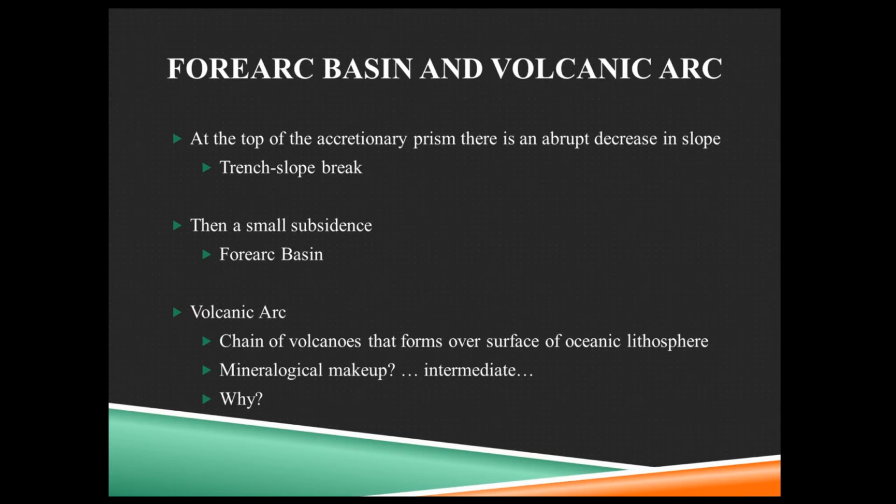Well, at the top of the accretionary prism, there's an abrupt decrease in slope called the trench slope break, and behind it we get a basin. As it tapers away, there's that forearc basin. After that, inside a ways, we get a volcanic arc. This is a chain of volcanoes that forms over the surface of oceanic lithosphere that happens to be the overriding plate.